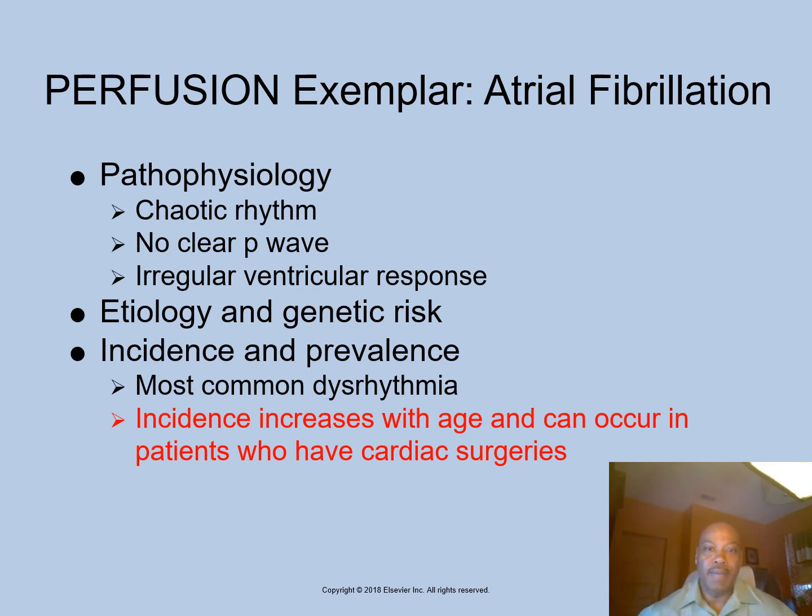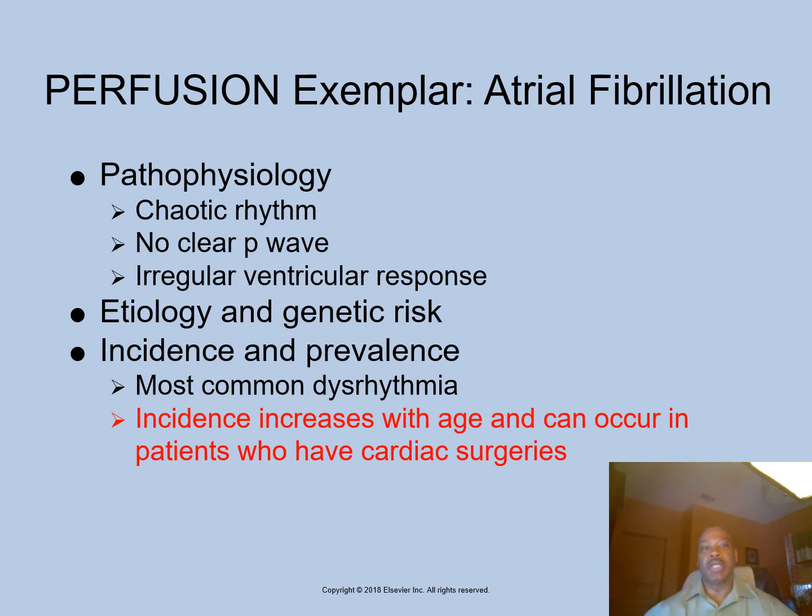As the ventricles beat fast and the rhythm is irregular, the ventricular filling time and the cardiac output decrease. This leads to pooling of the blood and, of course, the risk of clotting. I told you about the DVTs and the PEs. These patients usually have an underlying cardiac disorder. Now, the etiology and genetic risk.